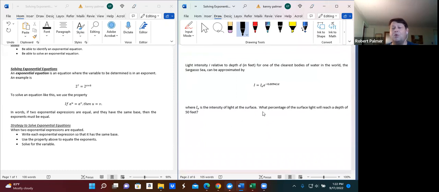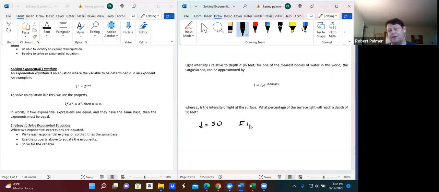And then the question is: what percentage of the surface light will reach a depth of 50 feet? In this case, our depth is 50. But if we just plug in D, we would still have this I0. We don't know what that is. It doesn't tell us. But what it asks for is a percentage.